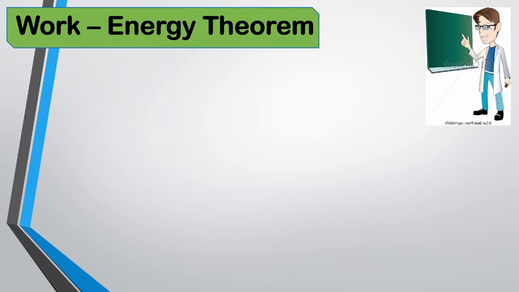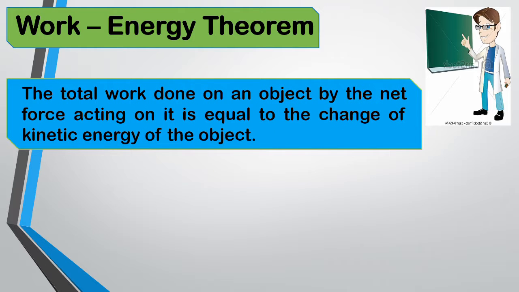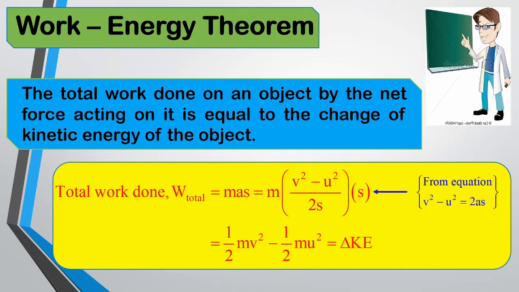Work energy theorem. This theorem connects the total work done with the change in kinetic energy of the object. Work energy theorem tells us that the total work done on an object by the net force acting on it is equal to the change of kinetic energy of the object. The equation for work energy theorem is derived from the equation for total work done. Total work done equals the final kinetic energy minus the initial kinetic energy.